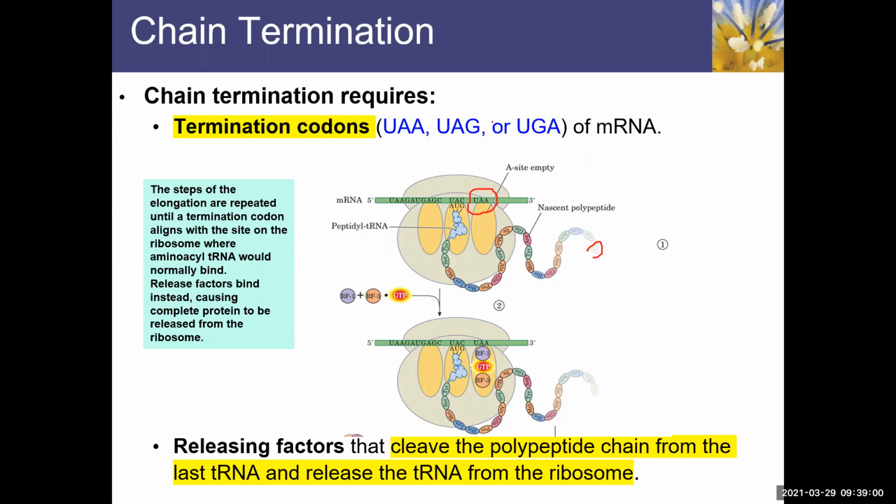Instead of that, we have a special kind of release factor. You can say a special kind of protein. Once you have UAA, look at this, right? These are the release factors, RF1, RF3, along with energy. So they bind to the A site, not the tRNA, right? Thus the A site is filled with our release factor and with some amount of energy in the form of GTP, right?